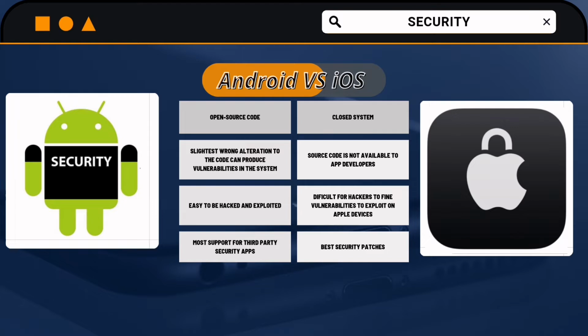Now we move to iOS. iOS developers develop the source code in a closed system in a secure environment. As the source code is not available to application developers, it is difficult for hackers to find vulnerabilities to exploit on Apple devices. Therefore, the developers also make the best security patches in each software update that comes with it.